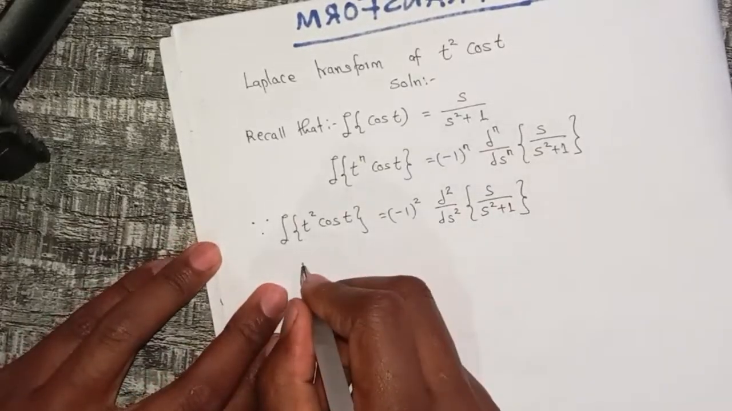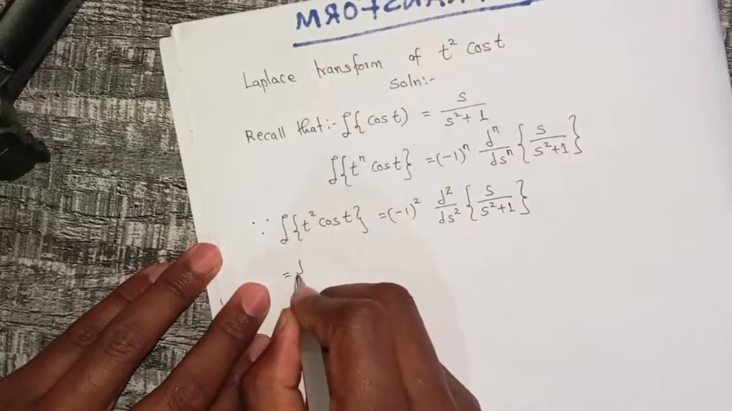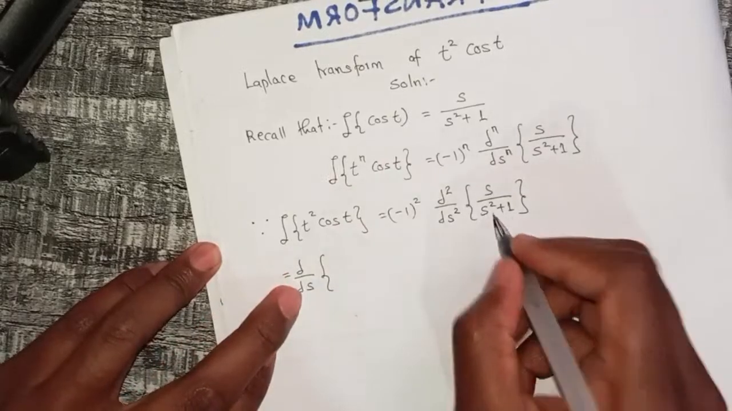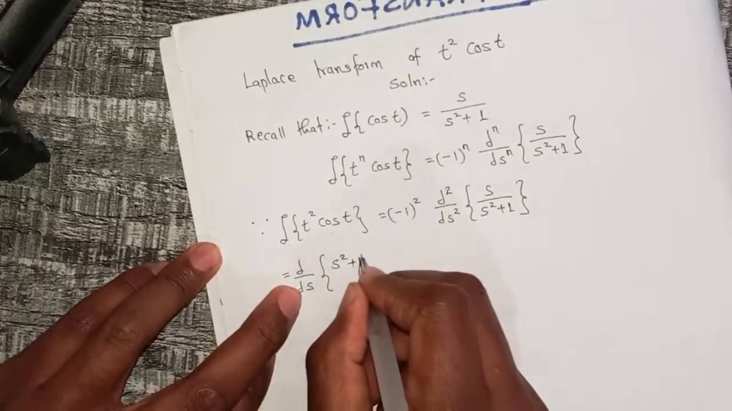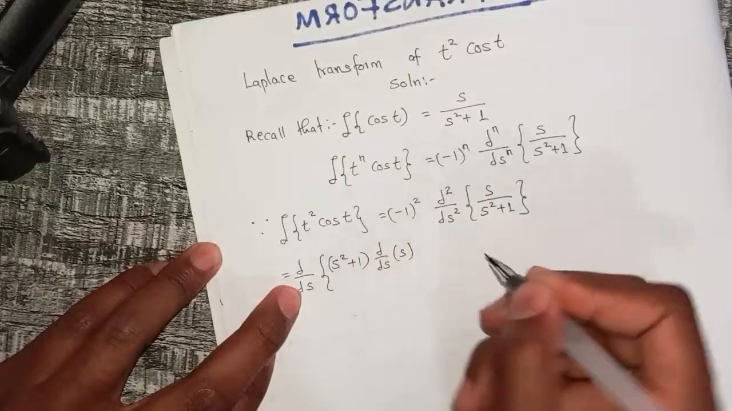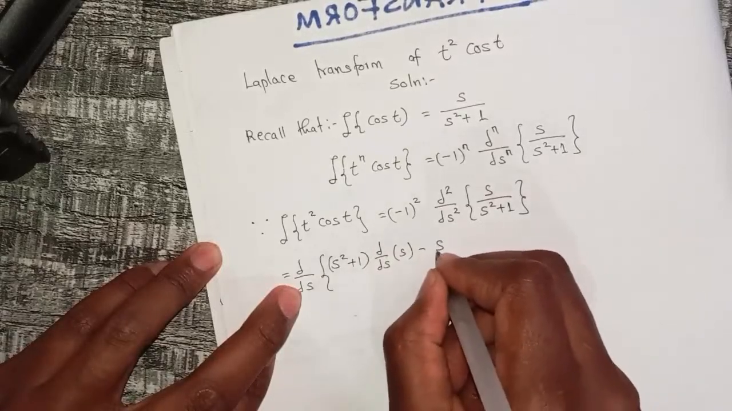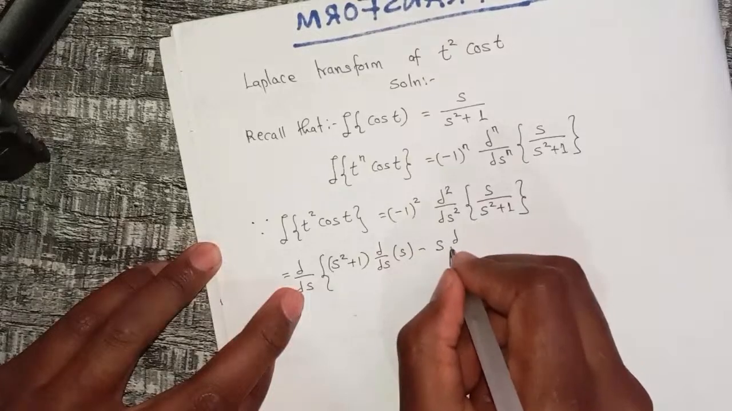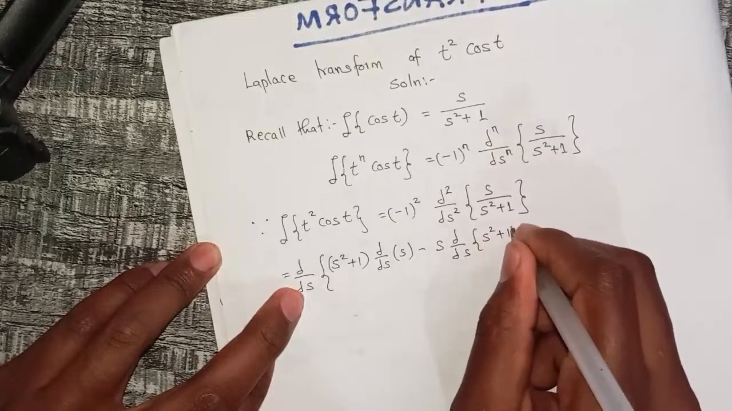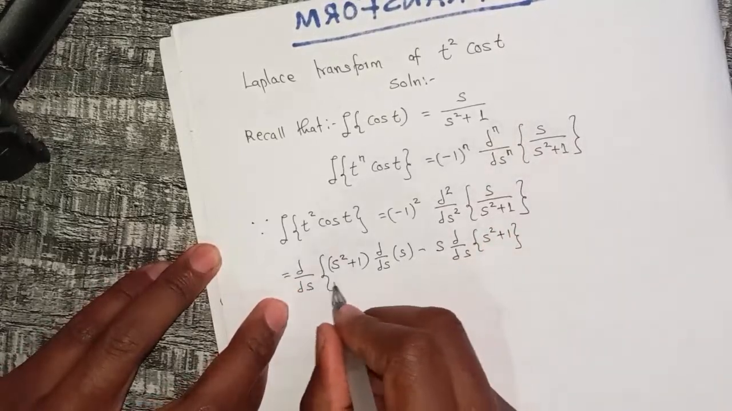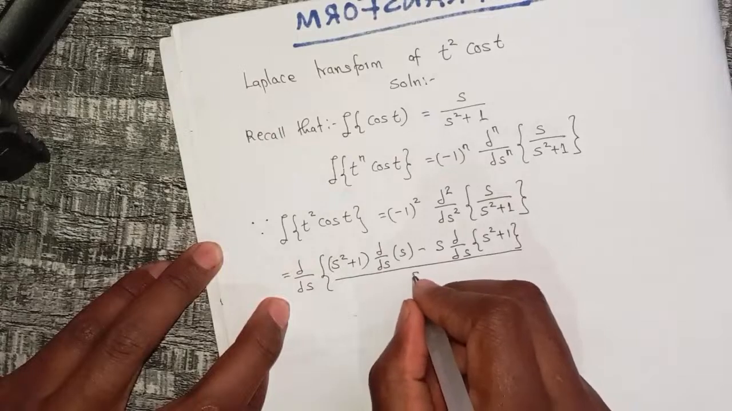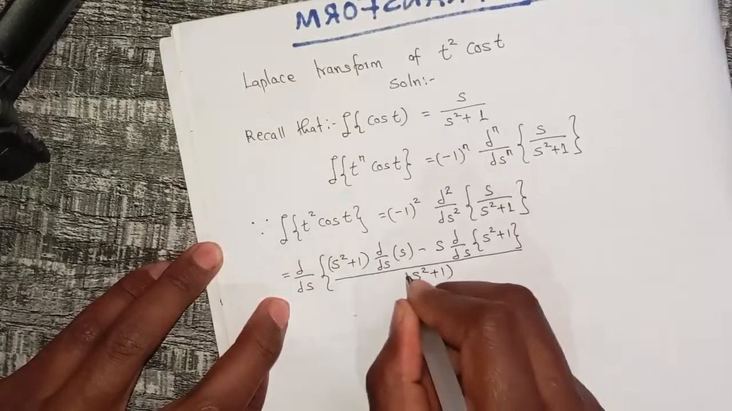and this is simply equivalent to d over ds of, you hold the denominator constant, that is s squared plus 1, multiplied by the derivative of the numerator with respect to s. You subtract your denominator constant, you multiply by the derivative of the denominator, that is s squared plus 1. You divide everything by the square of the denominator, that is s squared plus 1, everything squared.